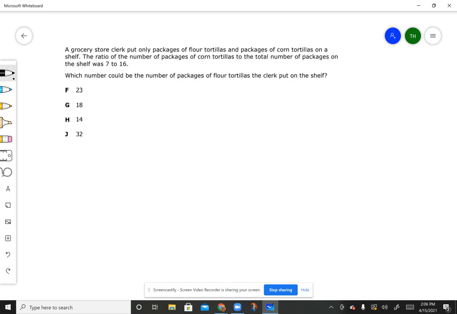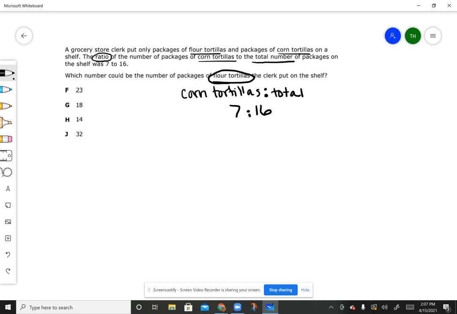Okay, so we know they only put flour and corn tortillas on the shelf. The ratio, which means we're comparing, of the number of packages of corn tortillas to the total number. Remember, I can do a ratio with my two dots. To the total number of packages on the shelf was 7:16. Which number could be the number of packages of flour tortillas the clerk put on the shelf?